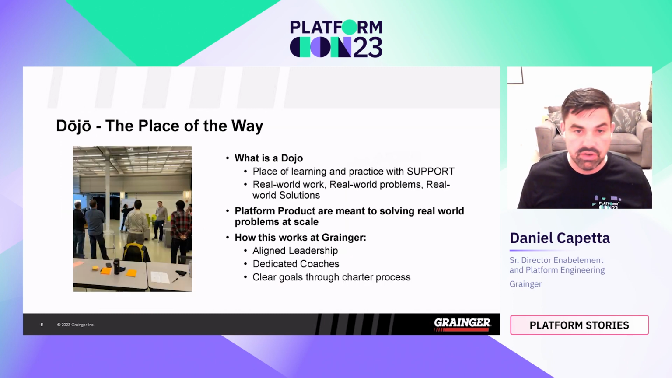I mentioned the word dojo, and I want to just take a quick second to talk about what a dojo is and how Grainger is using dojos. A dojo, or the place of the way, is really around supporting learning and practice. We want to bring real world problems with real world work to generate supported real world solutions. And we want to do this at scale, which means we want to bring our platform products, which are designed to implement things at scale, into our dojos. What we do is we align the team's leadership along with our coaches around a clear set of goals through a chartering process to make sure that everybody is aligned on how we're going to spend our time and the outcomes that we're going to achieve as a side effect of this dedicated effort.